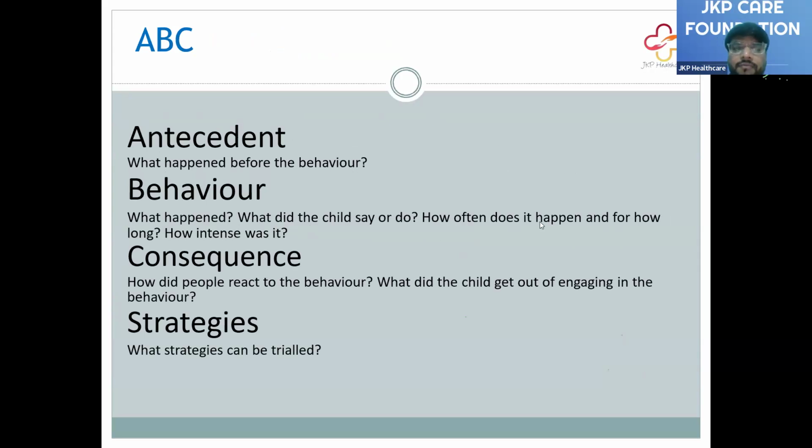B is for behavior: what happened, what did the child say or do, how often does it happen, for how long does it happen, how intense is it. So behavior part में ये सब आएगा. Not only that the child was just talking round and round, but how long was the child talking?